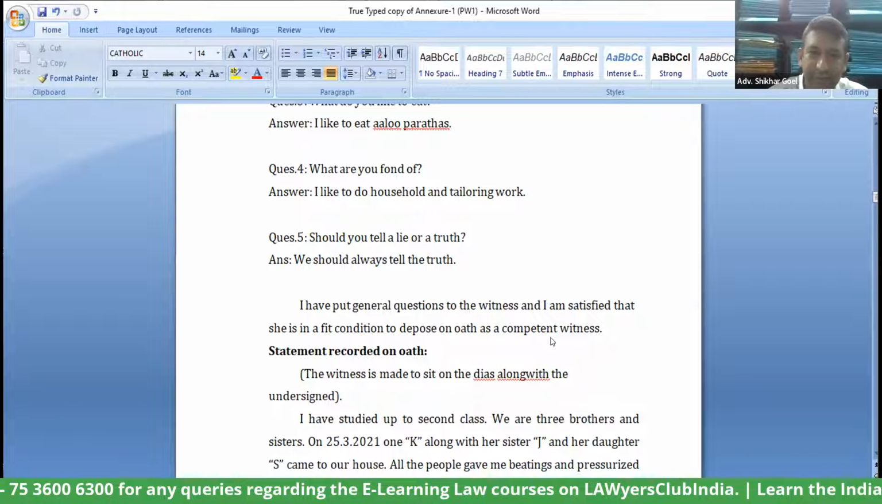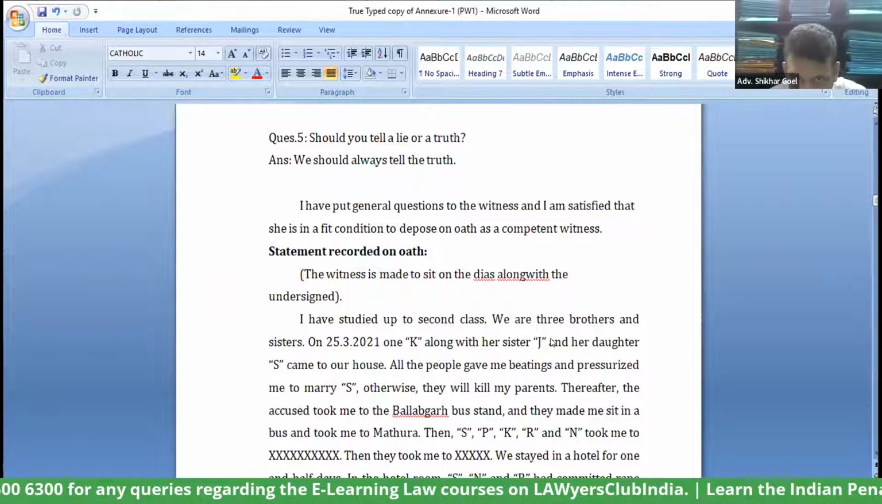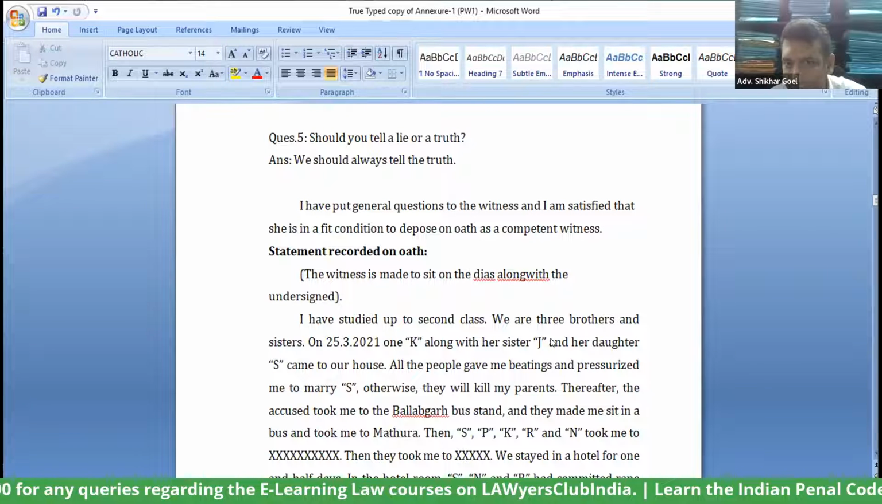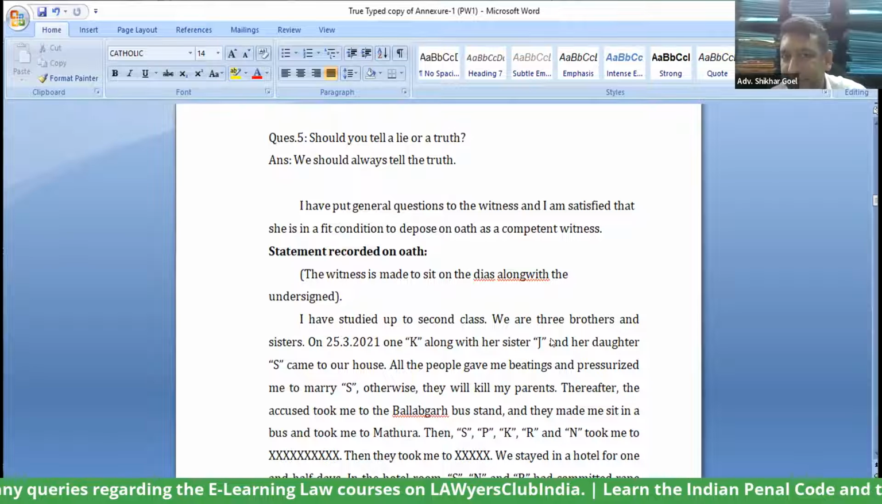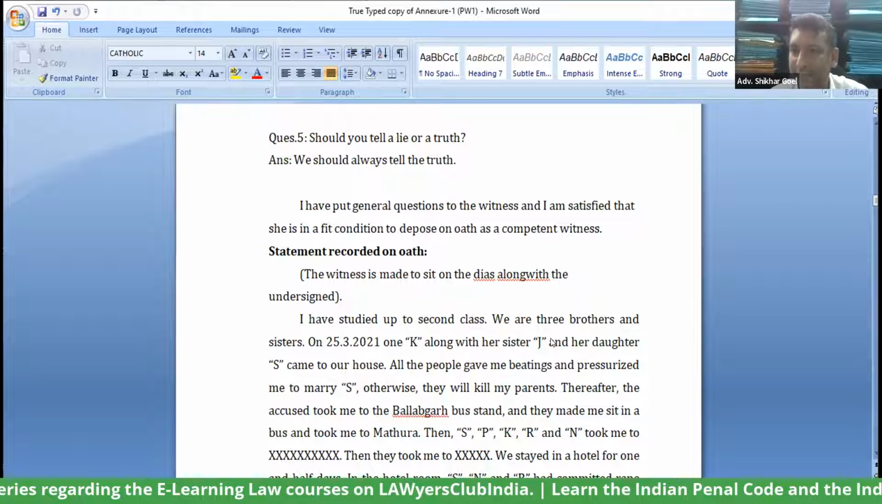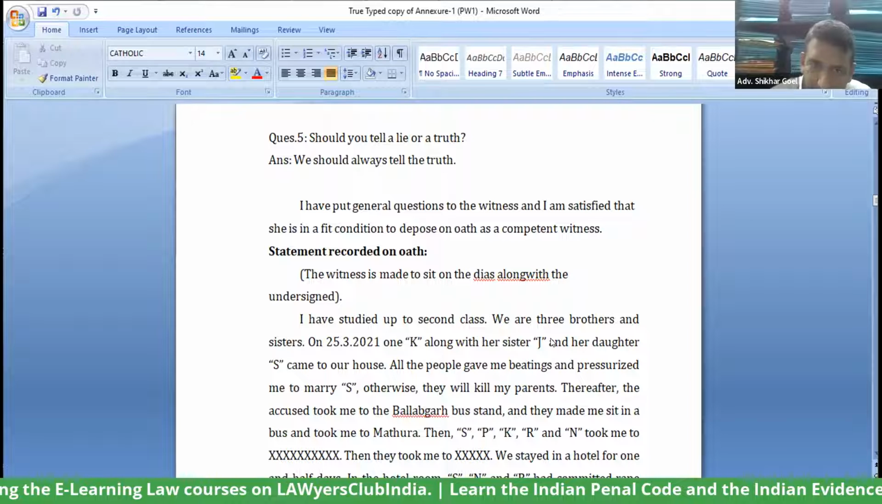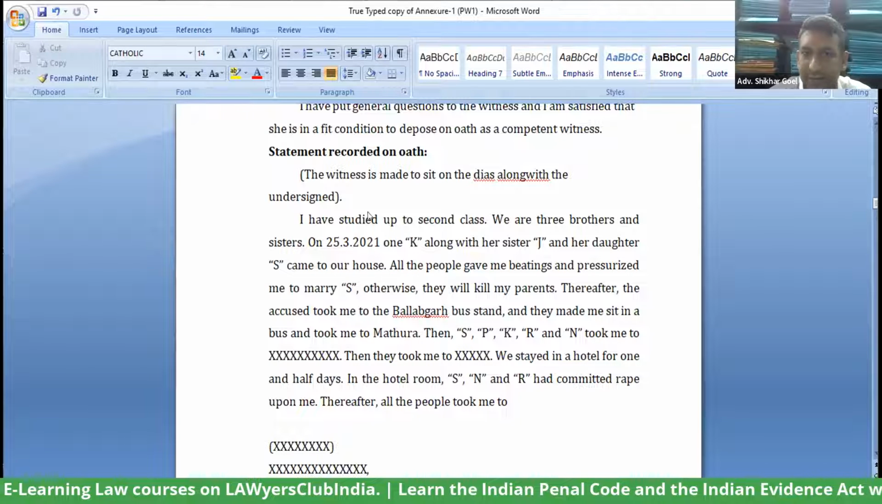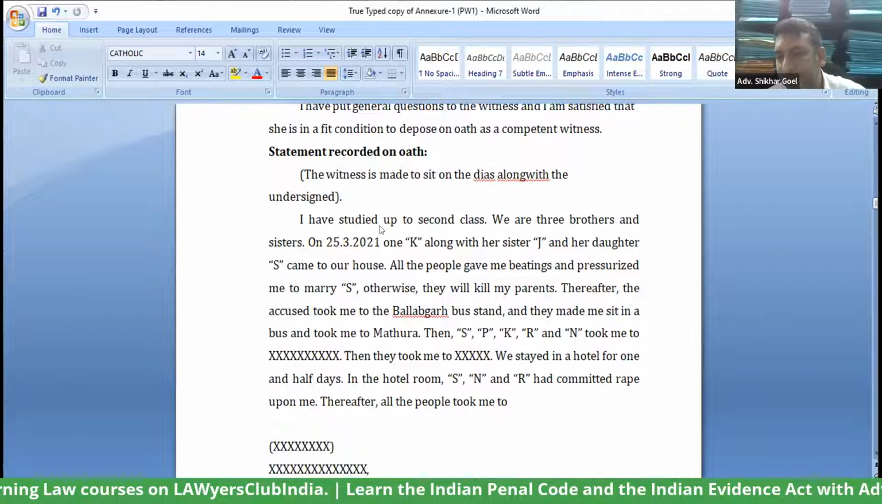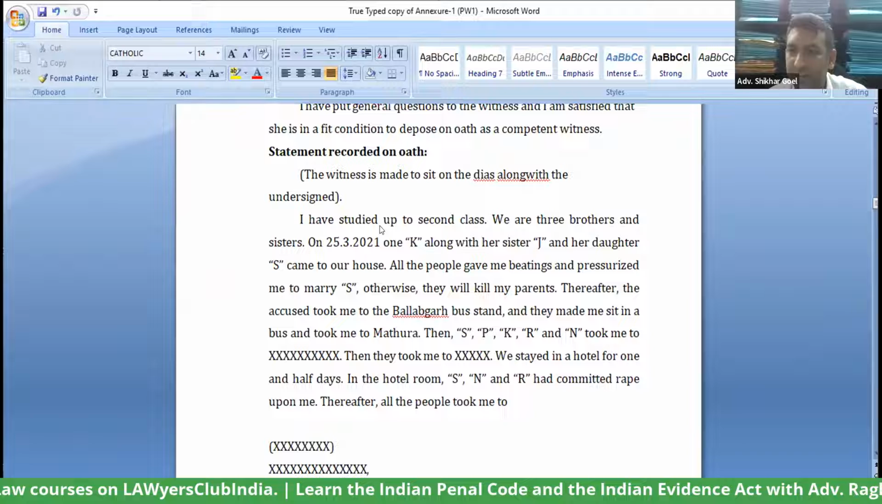Okay. So after this initial assessment, she has written, "I have put general questions to the witness, and I'm satisfied that she is in fit condition to depose on oath as a competent witness." So she has declared this witness a competent witness. Now, at this point, the public prosecutor will start asking her questions.